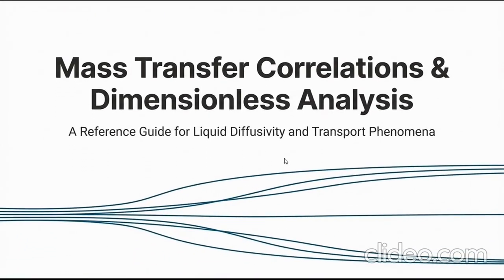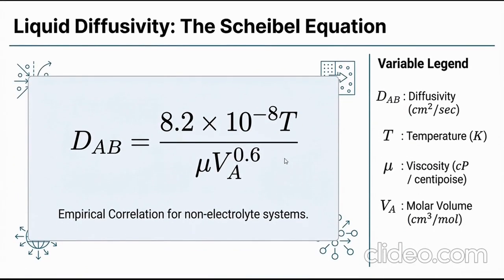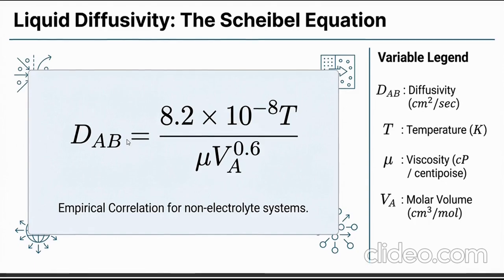Now let's talk numbers, especially dimensionless numbers. These are the tools engineers use to scale up experiments and predict transport phenomena across different systems. For a non-electrolyte liquid, the Scheibel equation is the go-to empirical correlation. It links diffusivity to temperature and viscosity, while accounting for molar volume of the solute. Here is the formula of Scheibel equation.